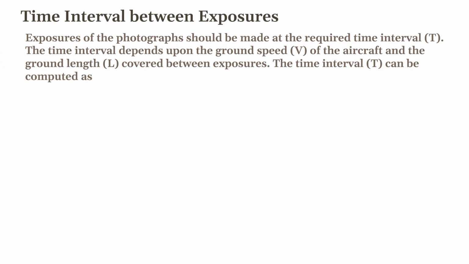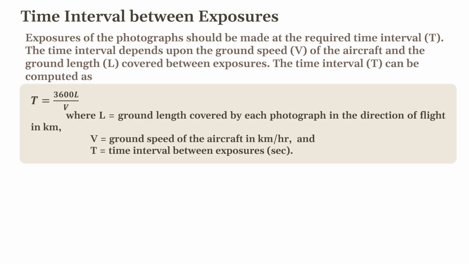Now, let us see how to determine the time interval between exposures when taking an aerial photograph. The interval, denoted as capital T, depends on two main factors: the ground speed of the aircraft V and the ground length covered by each photograph, capital L. So the formula is T = 3600 L / V, where L is the ground length covered by each photograph in the direction of the flight in kilometers, V is the ground speed of the aircraft in kilometers per hour, and T is the time interval between exposures in seconds.